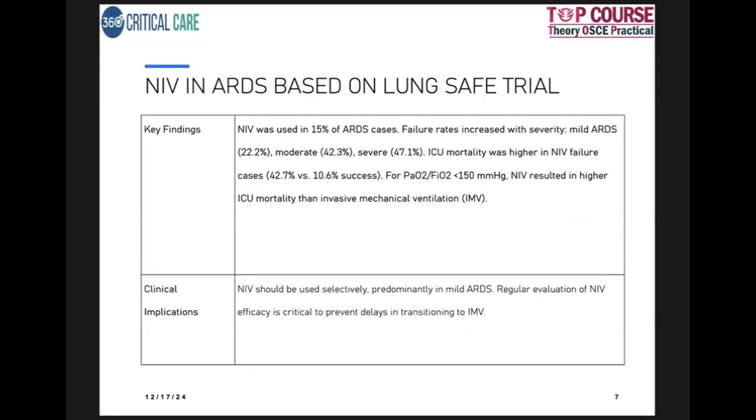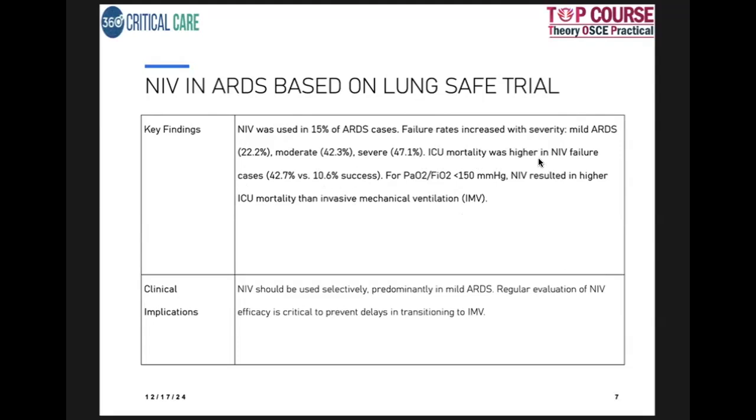Coming on to some of the evidence for NIV and high flow nasal cannula, I have taken only the recent important ones. There was a large observational study to understand the global impact of severe acute respiratory failure, called the LUNG SAFE trial, one of the large observational trials of ARDS globally. It found that NIV was used in 15% of ARDS cases. The failure rates varied with severity: mild ARDS had a failure rate of 22%, whereas severe ARDS had a failure rate of 47%.